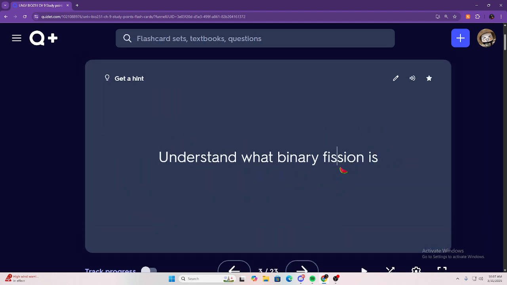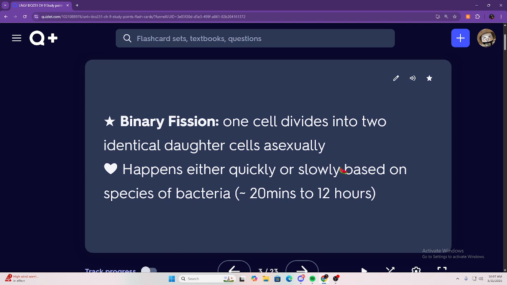Understand what binary fission is. So binary fission is basically where one cell divides into two identical daughter cells asexually. And basically, this happens either quickly or slowly based on the species of bacteria, from 20 minutes to 12 hours.